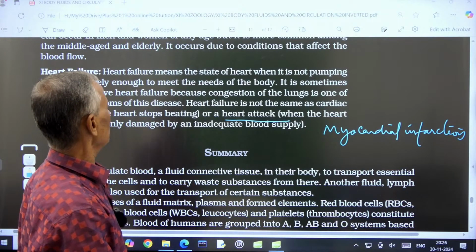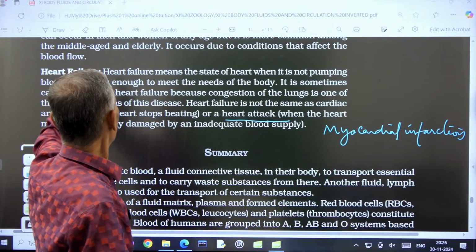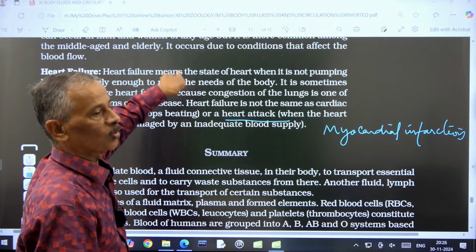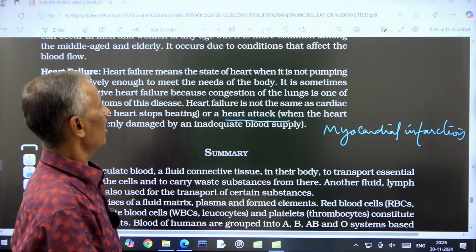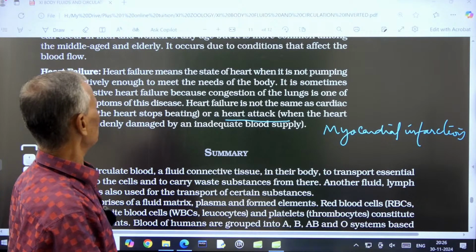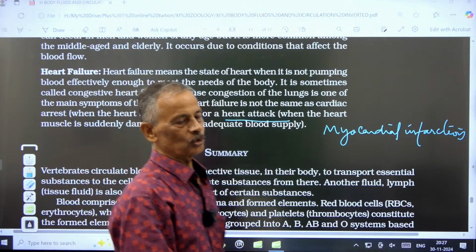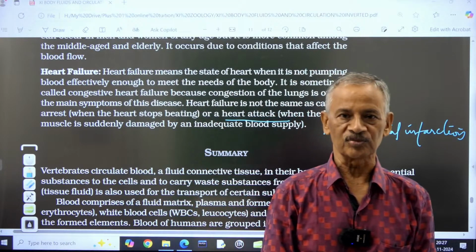What is heart failure? Heart failure is failure of the heart to pump sufficiently oxygenated blood to the demands of the body. It is also different from cardiac arrest. So don't get confused between these three terms.